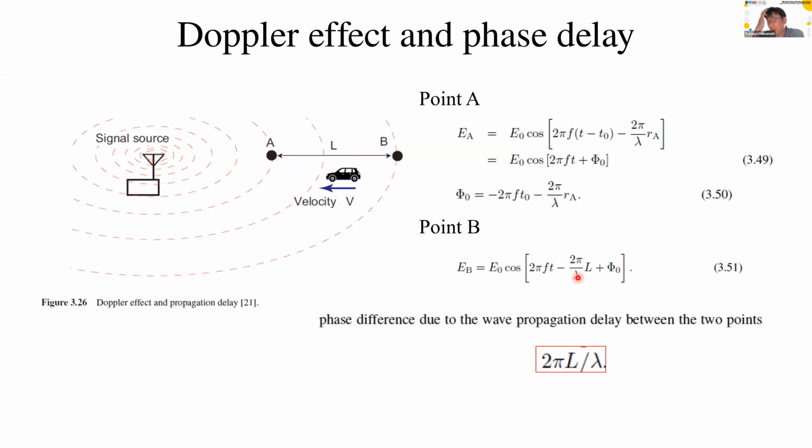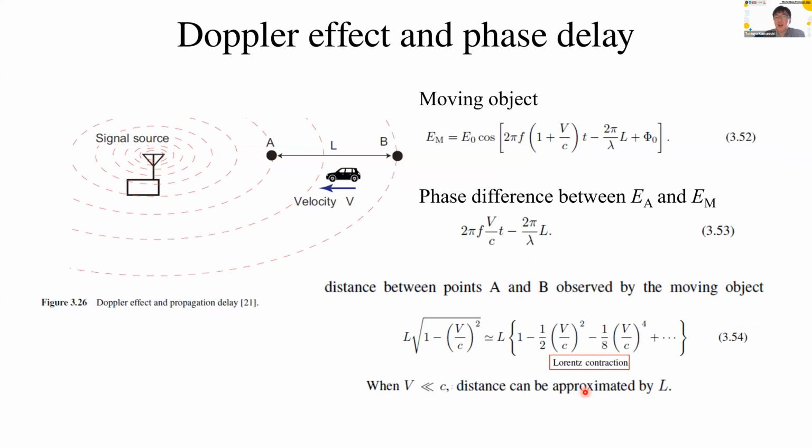Lambda is the wavelength. So the phase difference due to the wave propagation delay between the two points would be like this. It's well known, a very simple equation. It's not directly related to the Doppler effect at this moment. I just described the phase delay due to wave propagation.